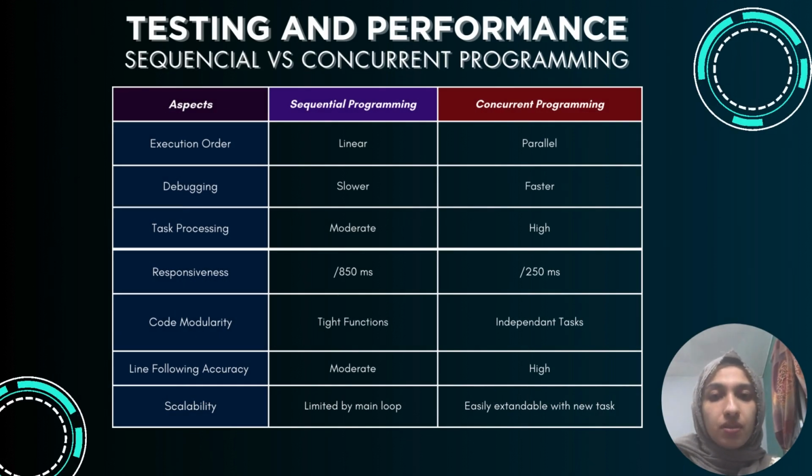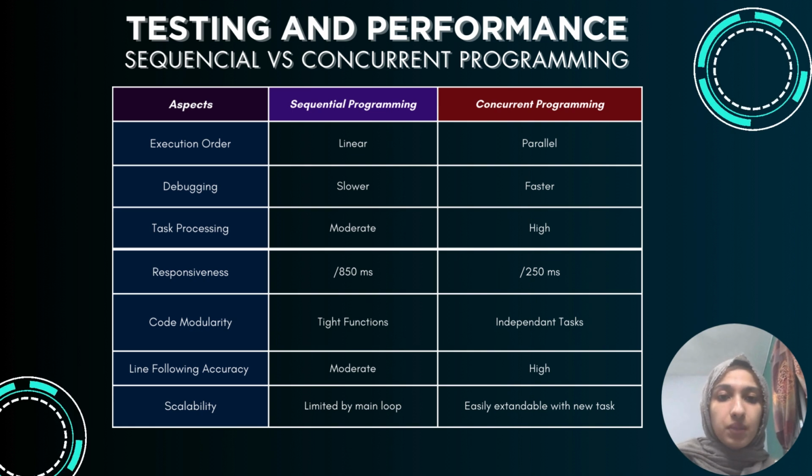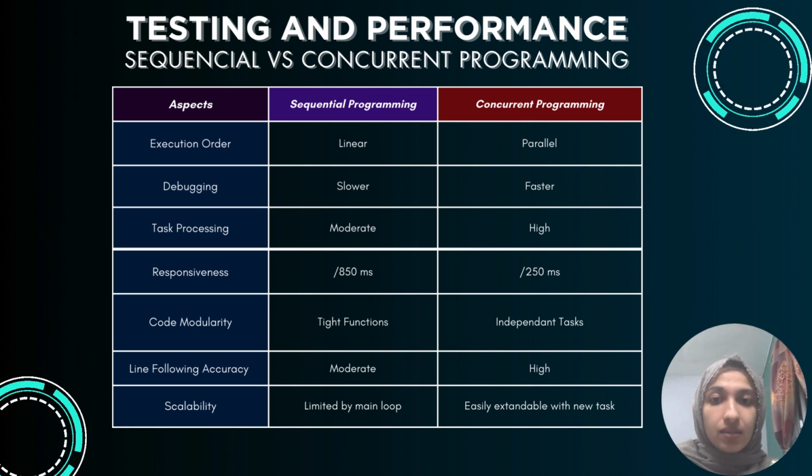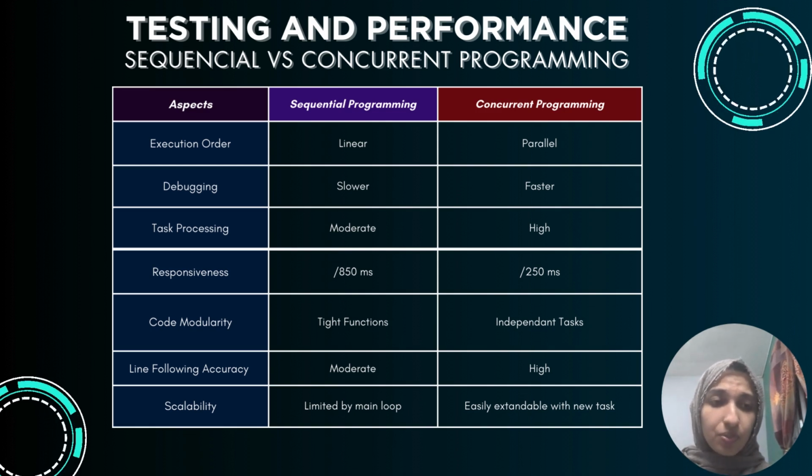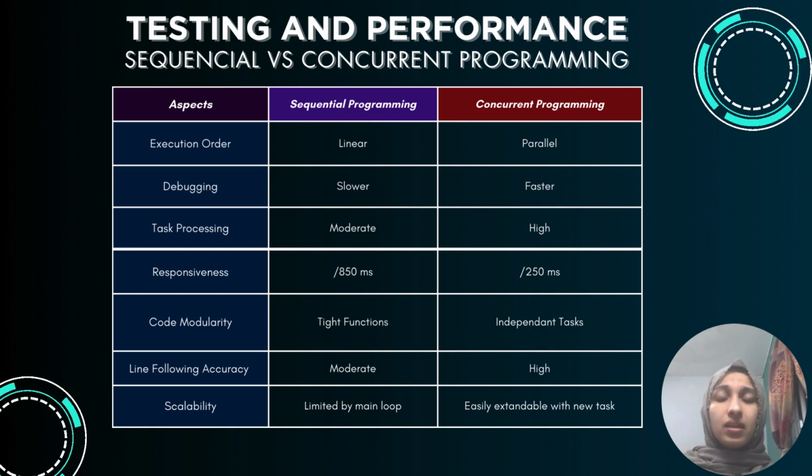So this is the comparison of sequential and concurrent programming based on the testing and performance. The key aspects are the execution order, the debugging, the task processing, the responsiveness, the code modularity, the line following accuracy, and the scalability. At first, for sequential programming, the execution order is linear, and for concurrent programming, the order is parallel. For debugging, sequential programming is a bit slower, while concurrent programming is faster. For task processing, sequential programming speed is moderate, and concurrent programming speed is high.